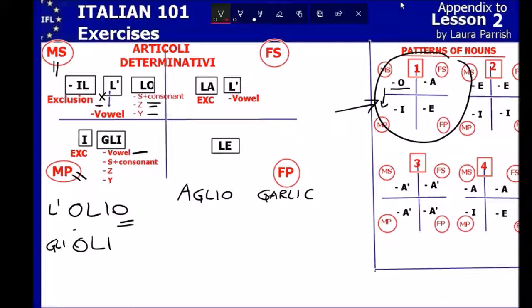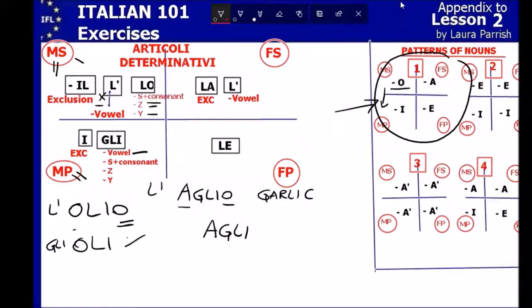I love garlic. I love aglio. Okay, aglio, ending in O, so you know it is masculine singular. You go here, it starts with a vowel, so l'aglio. Let's make it plural. Same stuff, same reason, it will be agli.